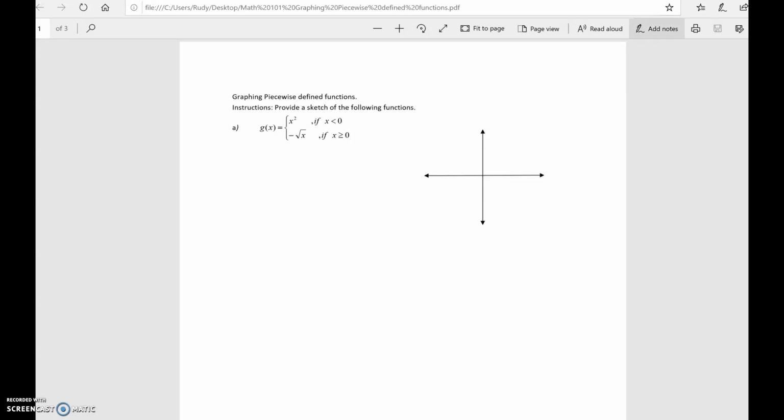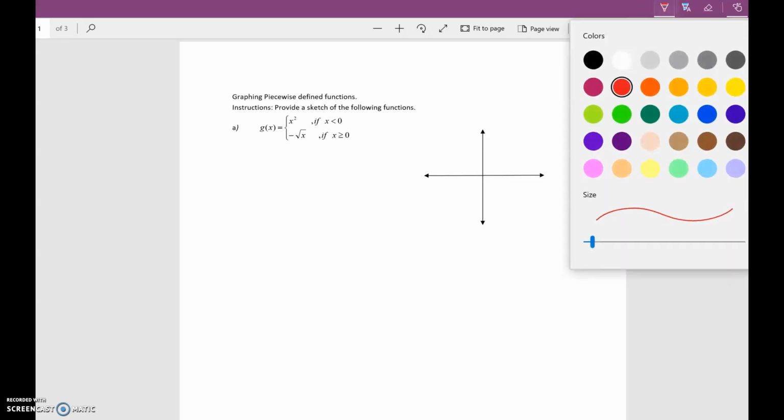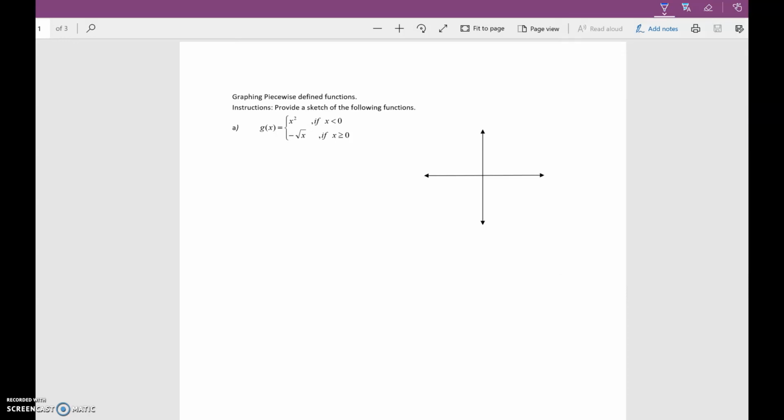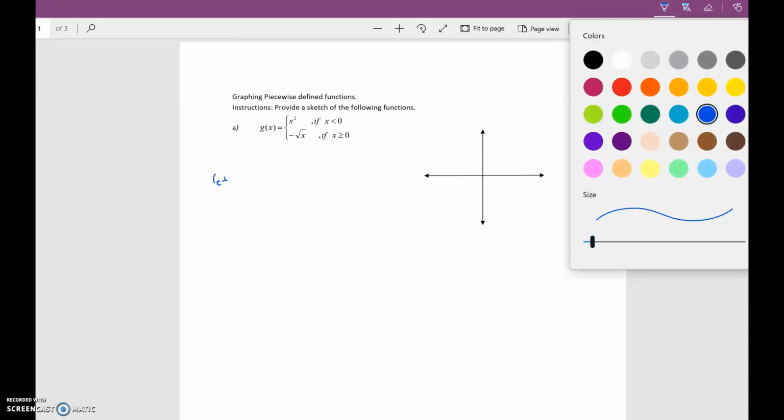Hi class, for this assignment we're going to take a look at piecewise defined functions. For piecewise defined functions, you technically have a function, which in this case they're calling g of x, which is composed of technically two conditions. So what I'm going to do is graph them on the side.